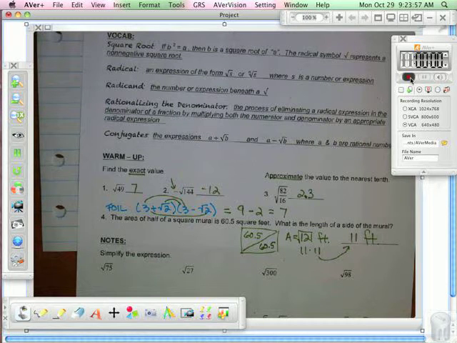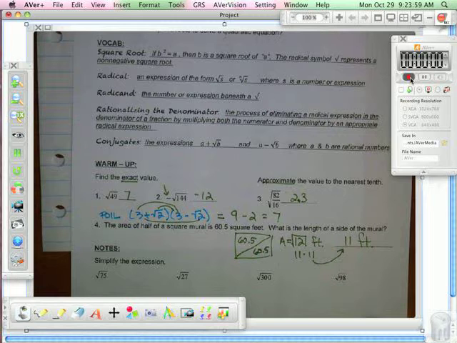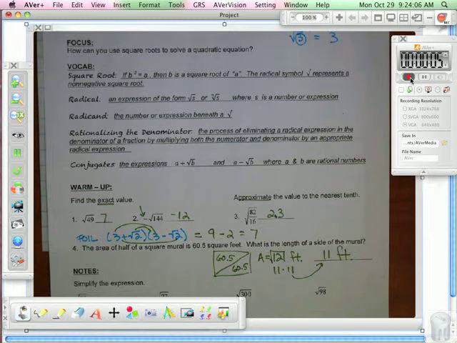A, then B is the square root of A. Okay? The radical symbol, the square root, represents a non-negative square root, because tomorrow we're going to look at when you take a negative square root. Can't do that. Radical, an expression of the form square root of s. Just when you have anything with a square root in it, it's called a radical. The number underneath it is called a radicand.